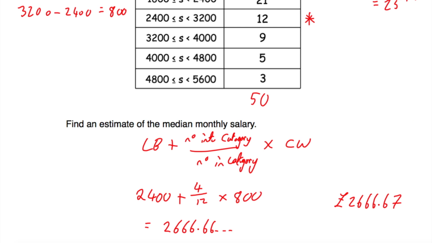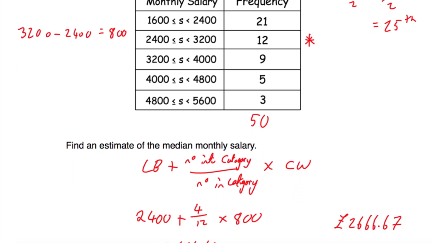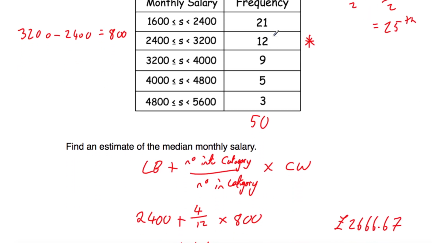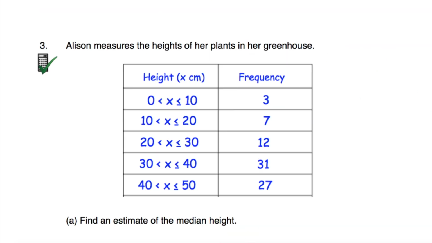Now also, if you did this question by using n plus 1 over 2, that would be accepted. If you're looking for the 25th value, instead of being 4 into this category, it'd be 4.5 into that category. So you do 4.5 over 12 times 800, and the answer would just be slightly higher. But this is the approach that I would typically use whenever you're dealing with grouped frequency tables. Okay, let's look at our next question, question number 3.